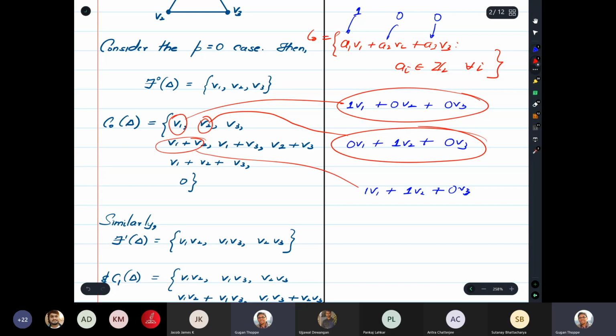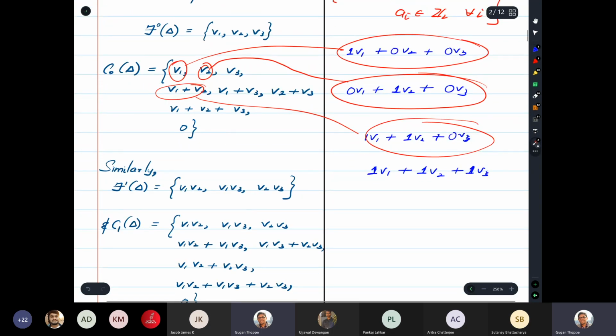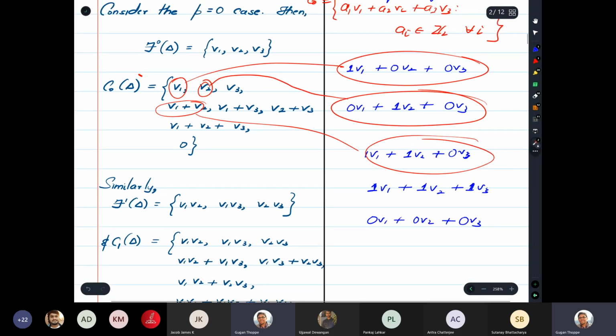And I hope you agree that, for convenience, we can write this thing as V1 plus V2. Now you can similarly interpret what V1 plus V3 is, what V2 plus V3 is, and then you have V1 plus V2 plus V3, which is the formal sum 1 V1 plus 1 V2 plus 1 V3. This is what I will refer to as V1 plus V2 plus V3. And finally you have 0, which is basically 0 V1 plus 0 V2 plus 0 V3. Is this okay? So this is what this set is all about.